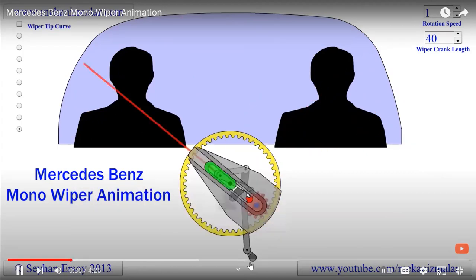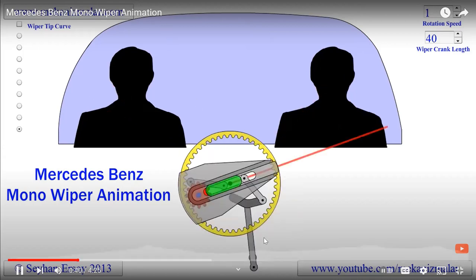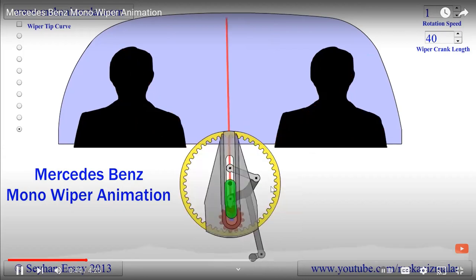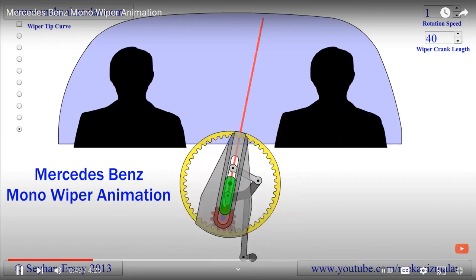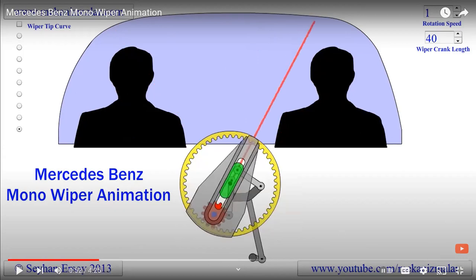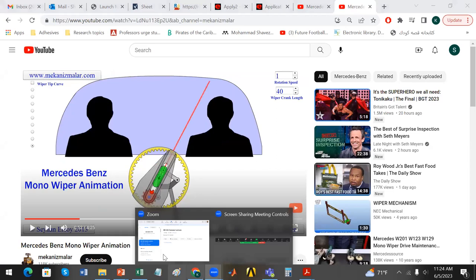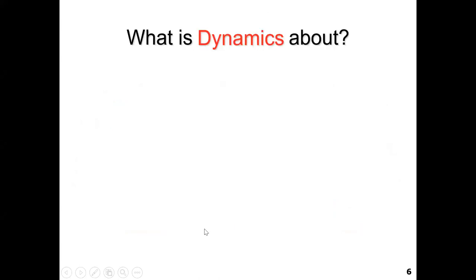Your electric motor will be here and makes a continuous circular motion. This continuous circular motion will be turned to reciprocal motion on this link. And then this gear system creates a back and forth. So this is very complicated compared to a regular windshield wiper system, right? So as you see, the geometry, the mechanism that creates that geometry, the forces.